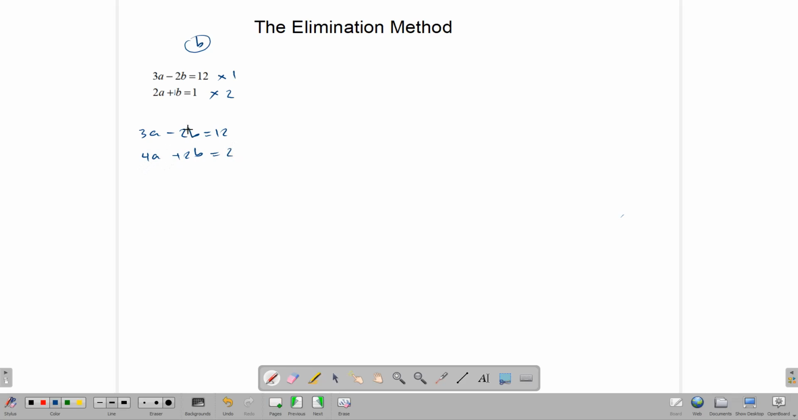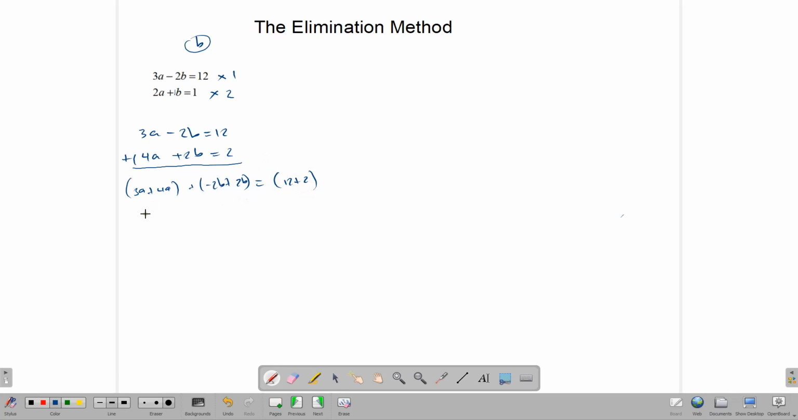Now my b's have the same number, and I now check the signs. One is plus, one is minus. Because they are different, we're going to add. So let's add. Now we have 3a plus 4a, we have negative 2b plus 2b, and we have 12 plus 2.